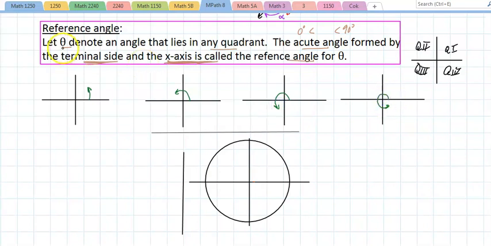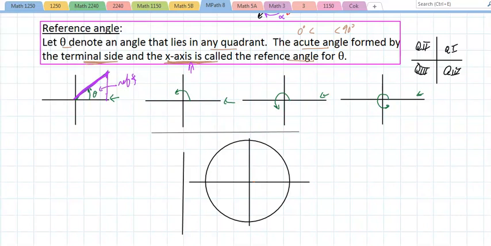So, let theta denote, let's say this is theta right there. So wherever you stop, you draw a terminal side for theta. This is the initial side. For all of them, the initial side is the positive x-axis because those are in standard position. So what you do, you go to that side right there and you run to the x-axis. This angle that you form between the terminal side and the x-axis, we say the reference angle. So any angle in quadrant 1 is its own reference angle.